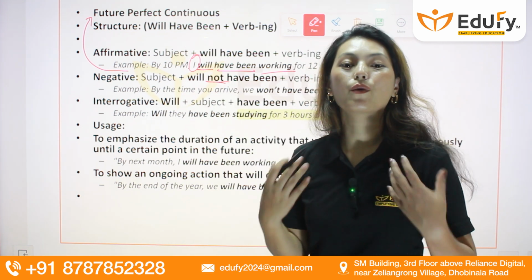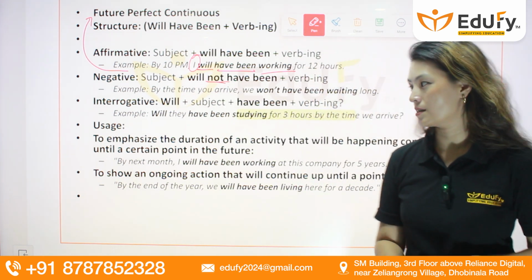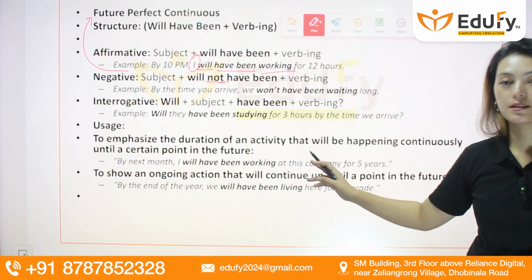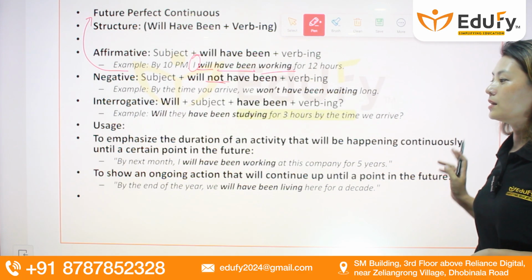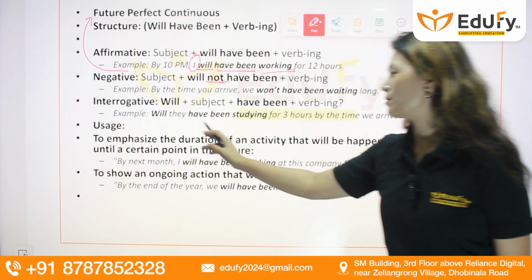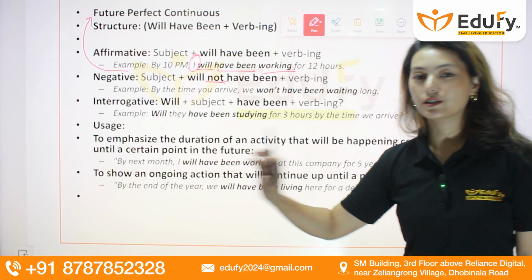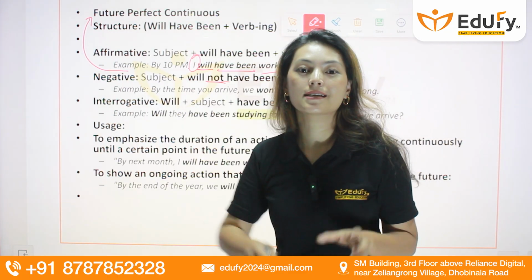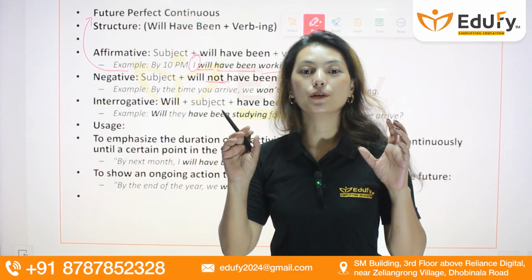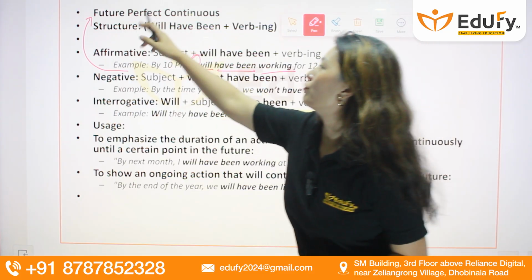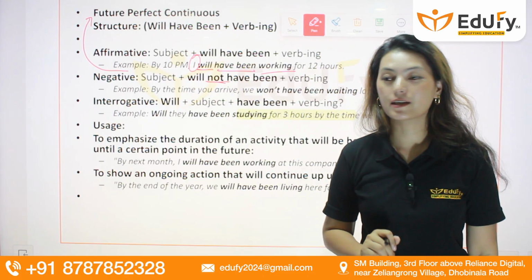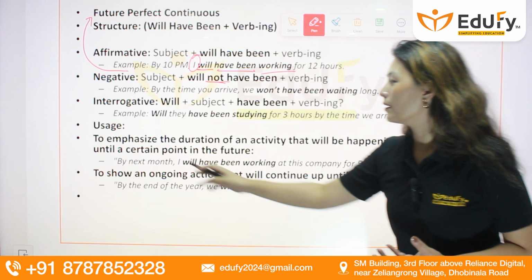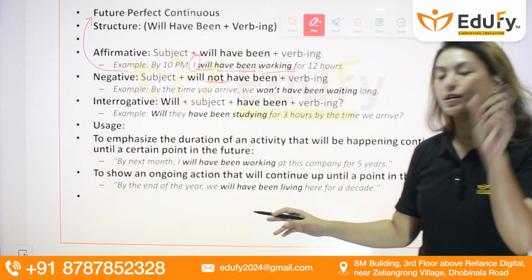How do we use it, or when do we use this type of sentence? It is used when we want to emphasize the duration of an activity that will be happening continuously until a certain point in the future. So the usage is the combination of a future continuous tense and future perfect. We combine these two to make a future perfect continuous tense, right? So what am I saying? I'm saying that it will be emphasizing the duration, the time limit.